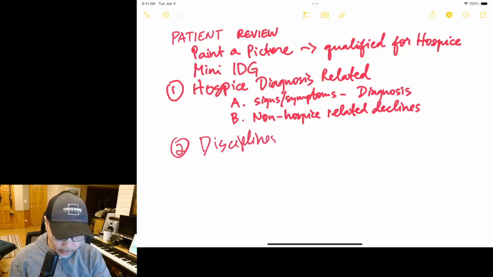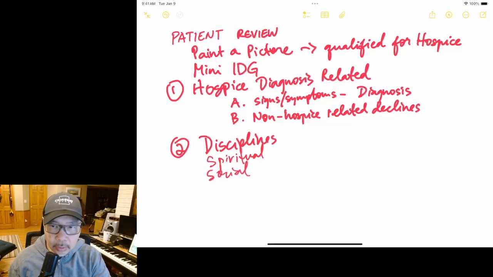So after the clinical stuff is discussed, then we go to spiritual and social work. Okay. So, we talk about addressing psychosocial needs, paperwork that they need help with, social work, everything else that happens interdisciplinary.